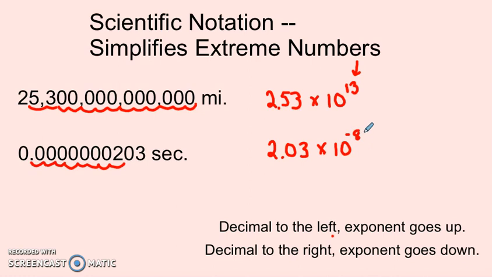Don't put it as +8, because if it's +8, the decimal would go to the other side and you would have a really big number. So yes, you can simplify extreme numbers using scientific notation.